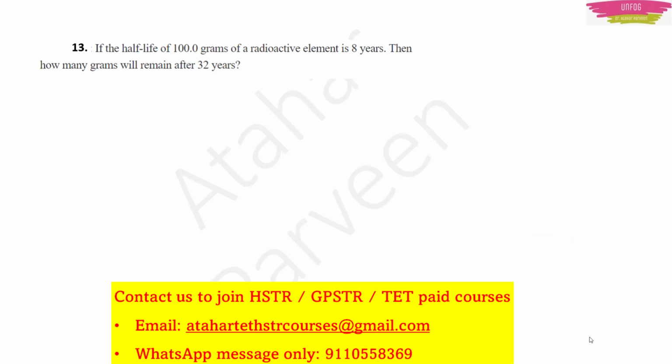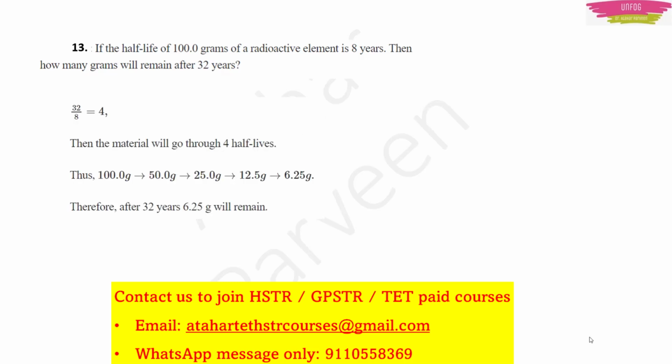Next question. If the half-life of 100 grams of a radioactive element is 8 years, then how many grams will remain after 32 years? Means half-life is 8 years. The final time they are asking is 32 years. With this you can find the number of half-lives. How will you find it? You have to do 32 by 8. This will give you the number of half-lives. Then you can divide so many times: half, half, half, half. Like that you can do and you will get the answer. Or use my trick. I showed you that formula, right? You can apply that formula here.